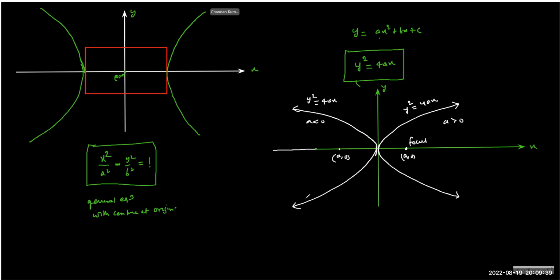If y square equals to some x, that's a right-left opening. And if x is square, which means y is linear and x is quadratic, then it is upward and downward. Okay. So this is what you are supposed to know, the basics, and these are also the basic graphs that you should know how to plot.